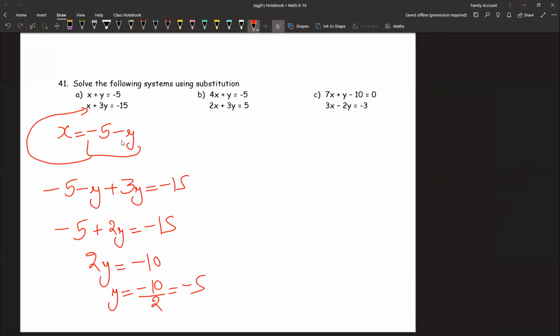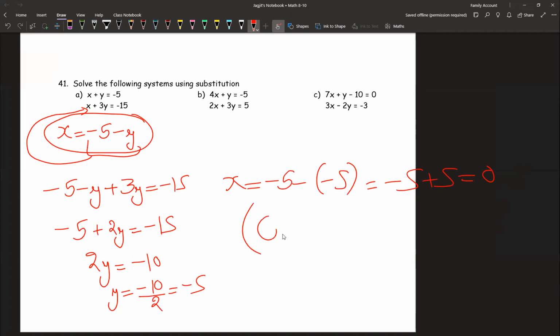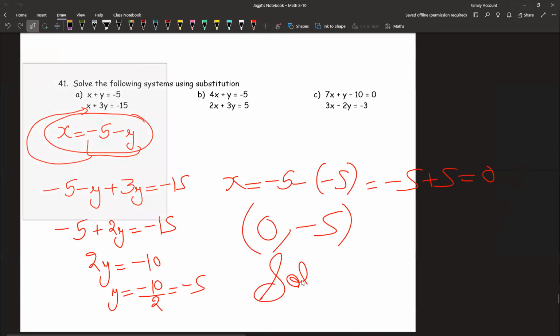Once you have the y value, you can plug it in into this equation to get your x. So x will be minus 5 minus y, which is minus 5 plus 5, which is 0. So x is 0, y is minus 5. That is your solution using substitution. We've done this quite extensively, so you should be quite comfortable with that.